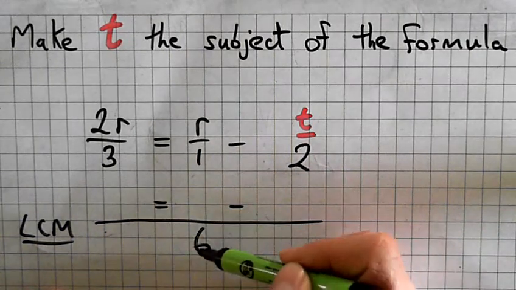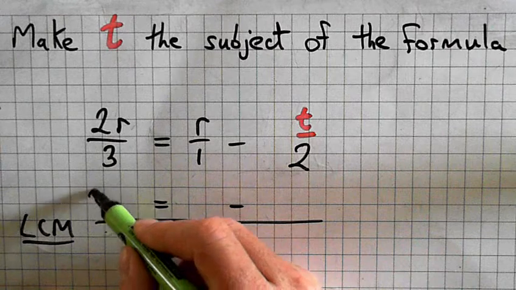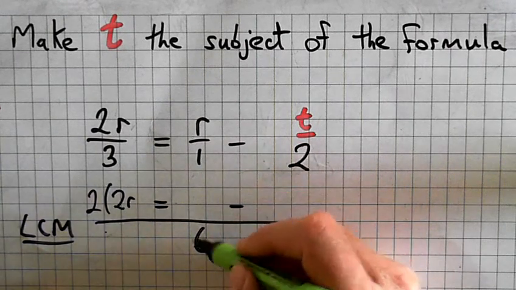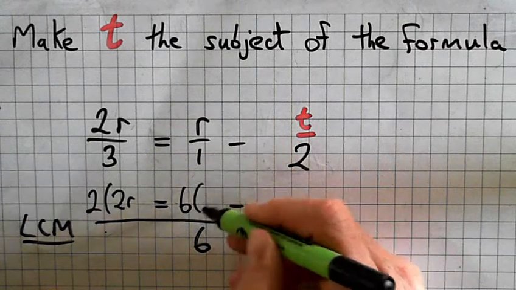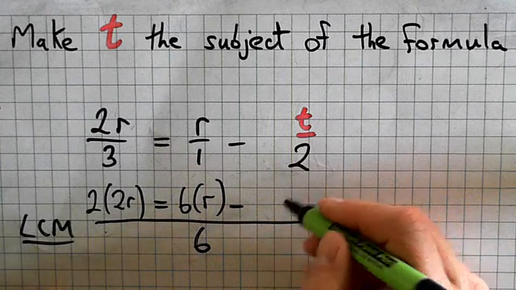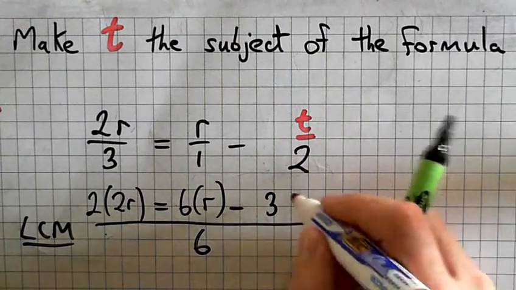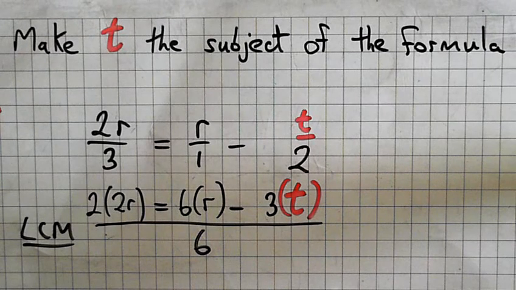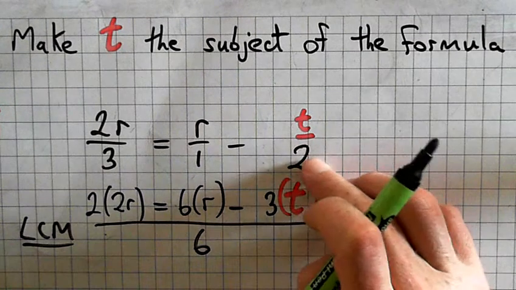Right, so 3 into 6 goes twice. 2 times 2r. 1 into 6 goes 6 times r. Minus 2 into 6 goes 3 times t. So how do you get 2 under the t? Okay. How I got the 2 under the t?